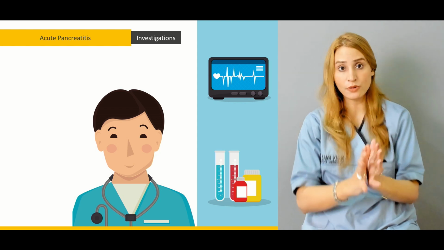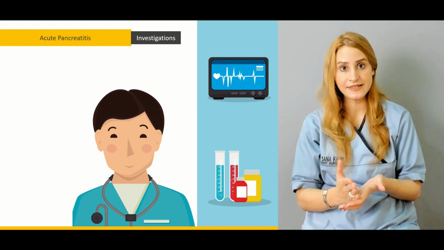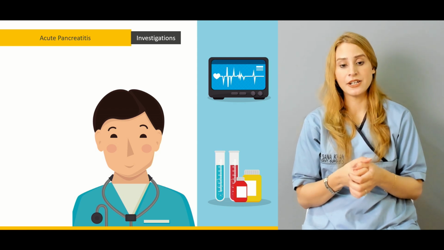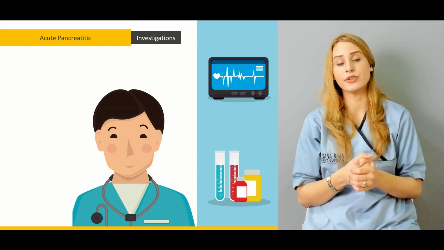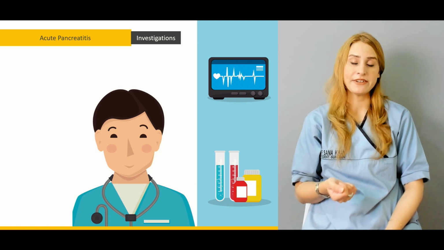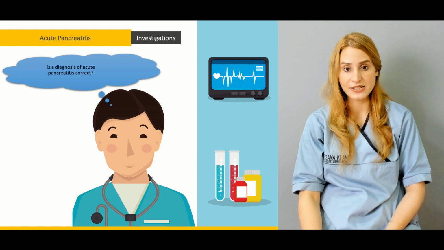But the gold standard for acute pancreatitis is contrast enhanced CT scan, because if the patient has developed acute pancreatitis with necrosis, like necrotizing pancreatitis, then obviously contrast enhanced CT scan is the gold standard investigation, and it's going to tell you about the necrotic segment as well.